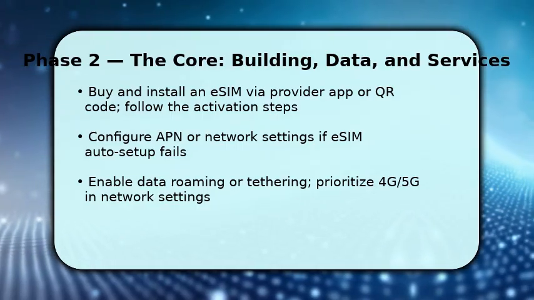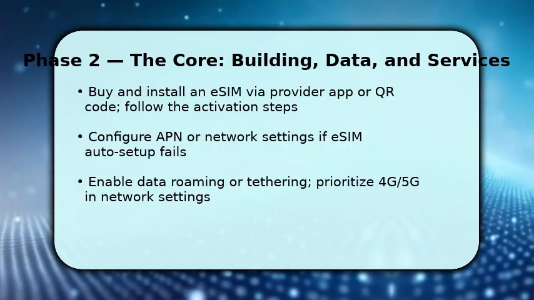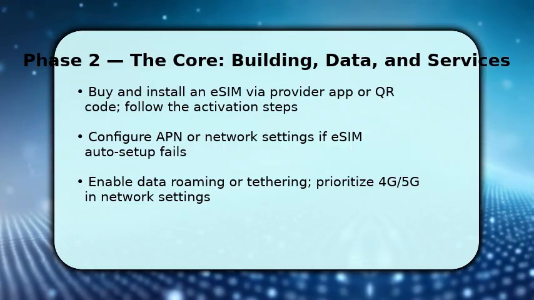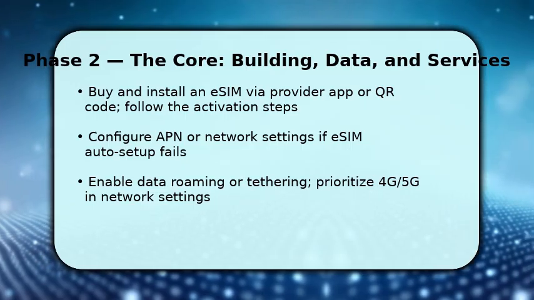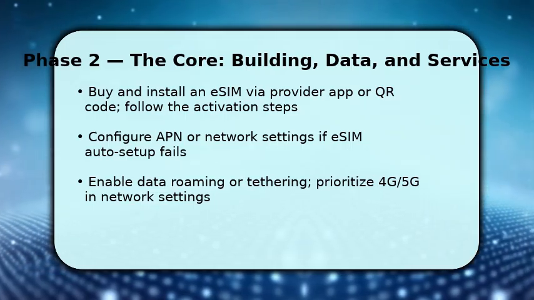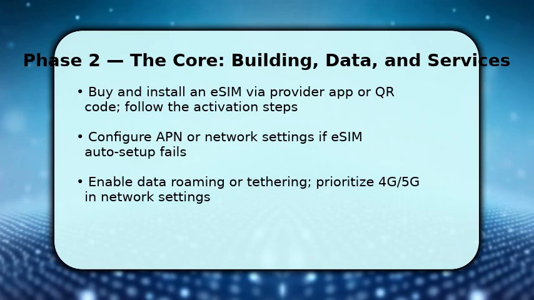If automatic setup fails, manually enter APN values provided by the seller. Make sure tethering is allowed and prefer 4G or 5G bands in the connection menu. These choices determine speed and reliability for your tasks.